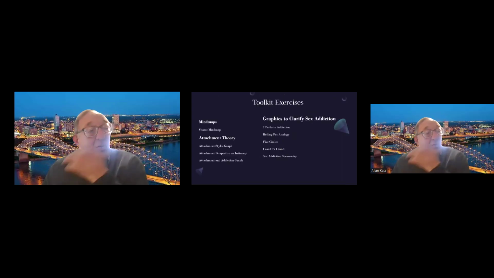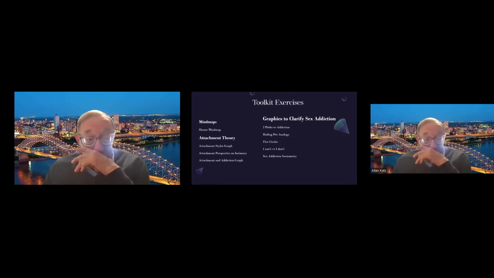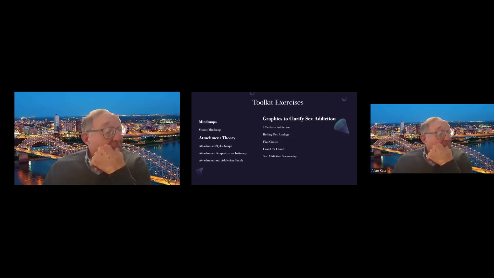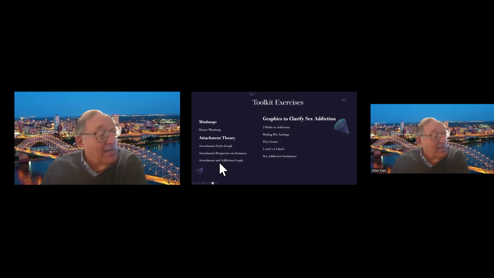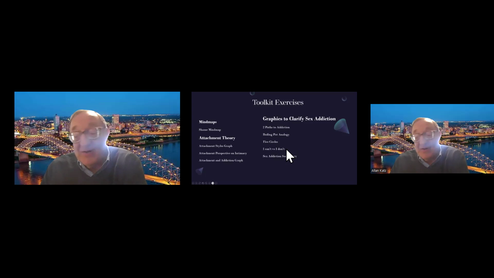Okay, so the toolkit includes all these things I've been talking about, plus an attachment style graph, attachment perspective on intimacy, attachment and addiction graph, two paths to addiction, the boiling pot, five circles, I can't versus I don't.